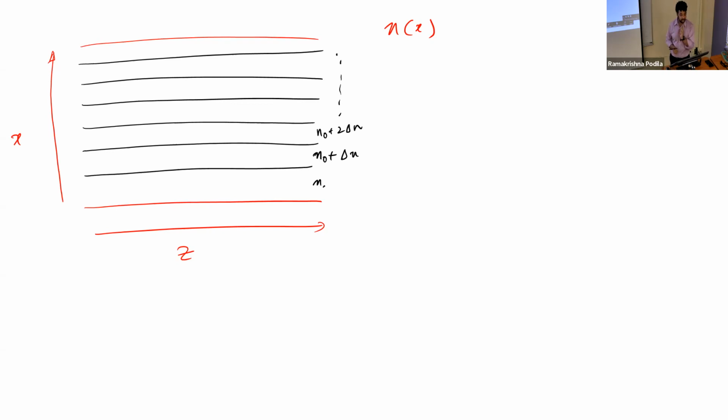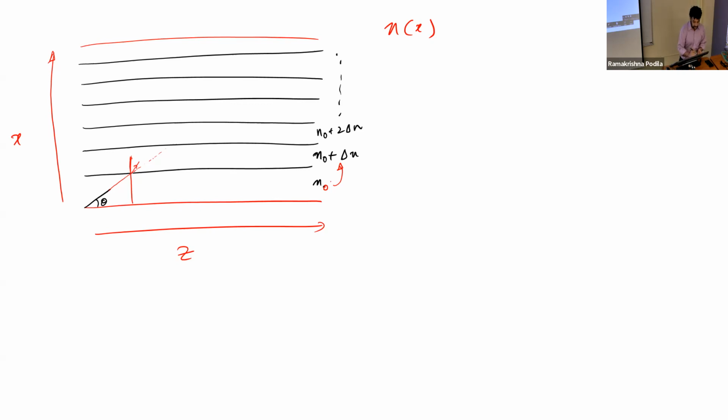What do we mean by that? Let's say a ray of light is entering here at some angle theta, right? Then we first draw the normal. And it is going from N0 to N0 plus delta N, so more dense. So it is going to bend towards the normal, something like that, right?